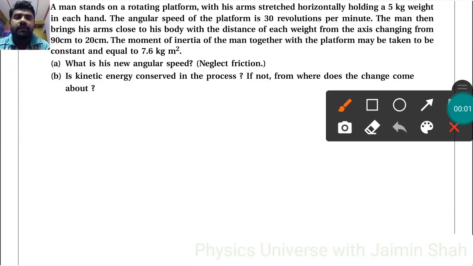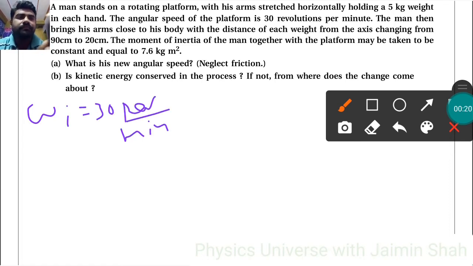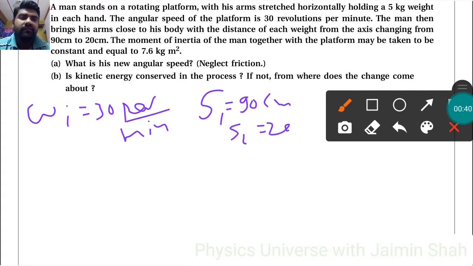Now the question is: a man stands on a rotating platform with his arms stretched horizontally, holding a 5 kg weight in each hand. The angular speed of the platform is 30 revolutions per minute. So that is our omega_i, 30 revolutions per minute. The man then brings his arms close to his body, with the distance of each weight from the axis changing from 90 centimeter to 20 centimeter. So here the distance r1 is equal to 90 centimeter and r2 is equal to 20 centimeter.